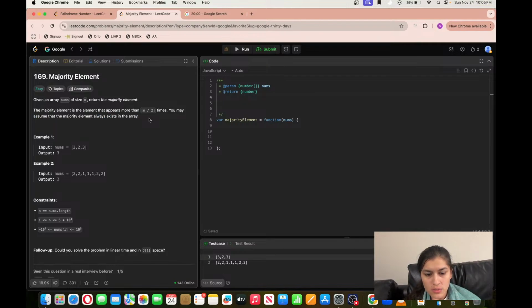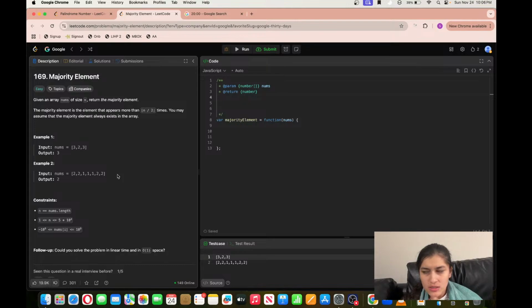Okay, so I need to find a number. The question says in an array there are elements, and there will always be one element which will appear more than half, right? More than n by 2 times. So if there are 4 elements, then there will be one element that will occur 3 times. If there are 3 elements, then I think it will be 2. Yeah, more than n by 2 means 2, right? So 3 is 3, and here it will be 2 because 2 has occurred more than once.